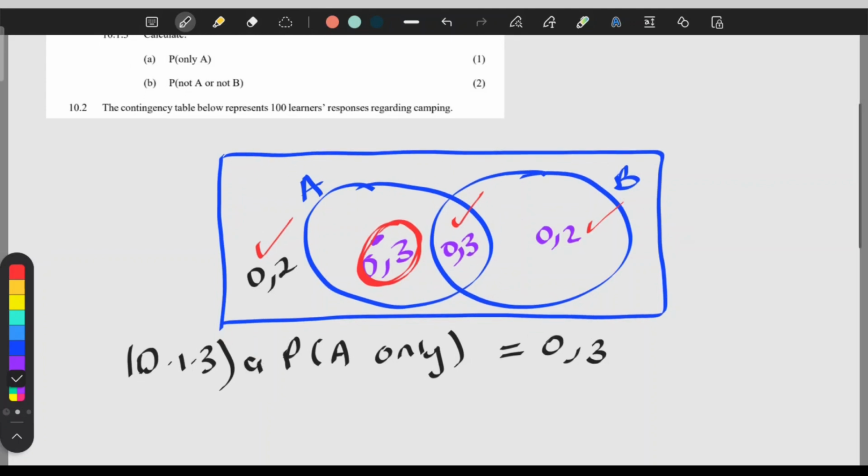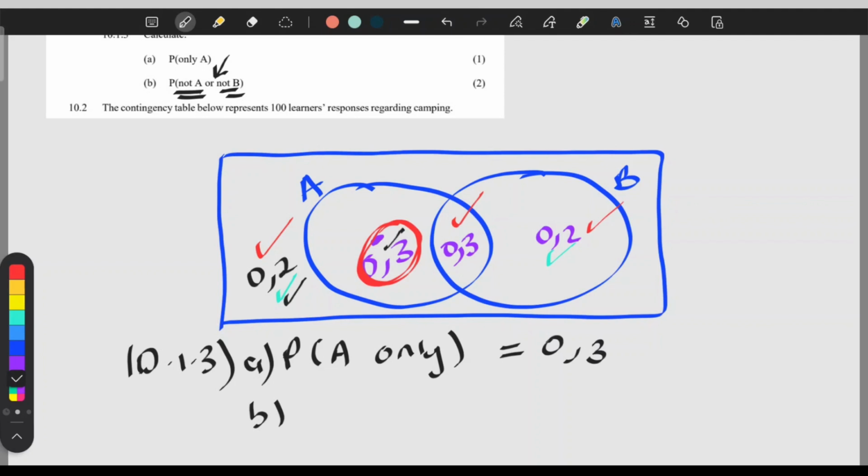Then the next question, so this was A and B, probability of not A or not B. So I'm going to make a tick by not A. So let me take another color. This is not A, that is not A, and that is also not A. Then I'm going to make a tick by not B. So this is not B, and this is not B.